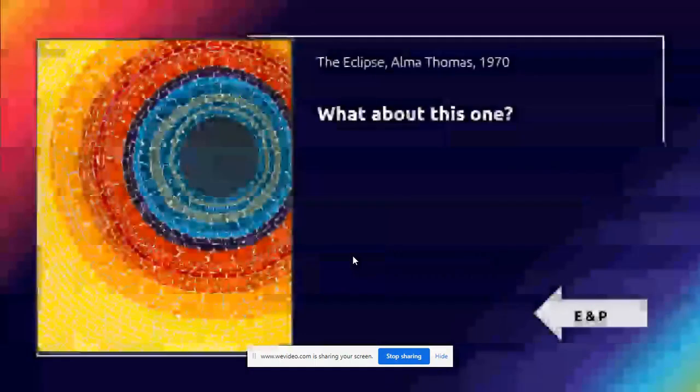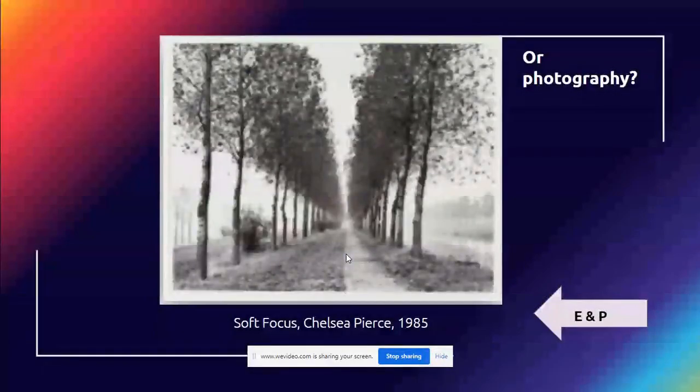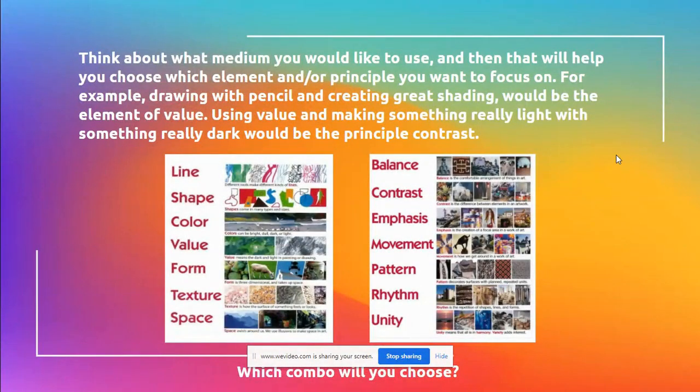All right, friends, let's talk about our activity for this week. Think about what medium you would like to use, and then that will help you choose which element or principle you want to focus on. For example, drawing with pencil and creating great shading would be the element of value. Using value and making something really light with something really dark would be the principle of contrast.